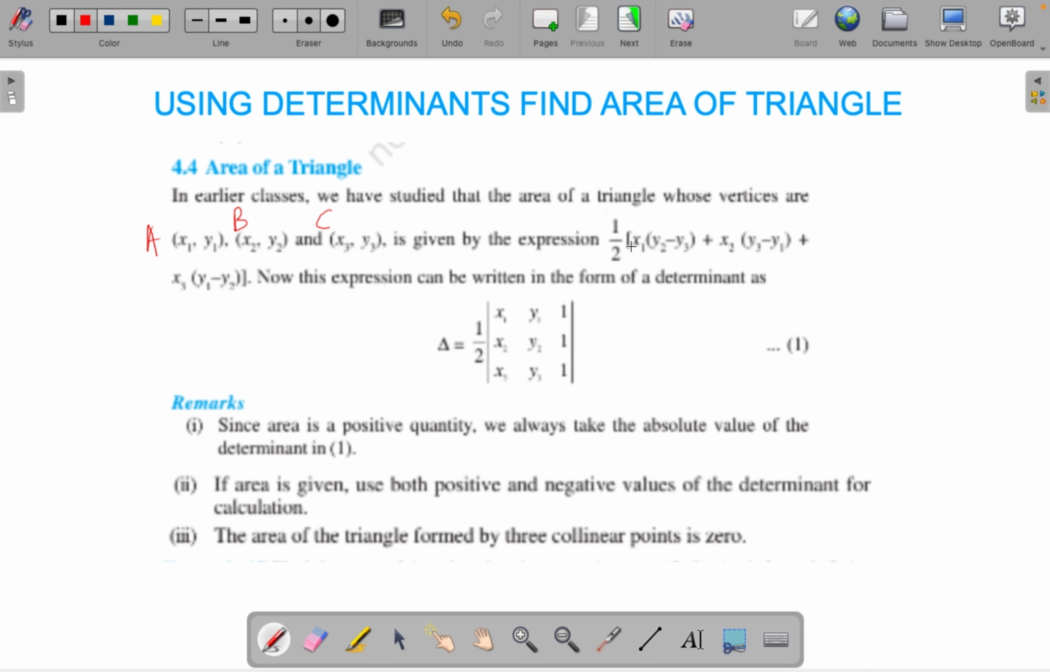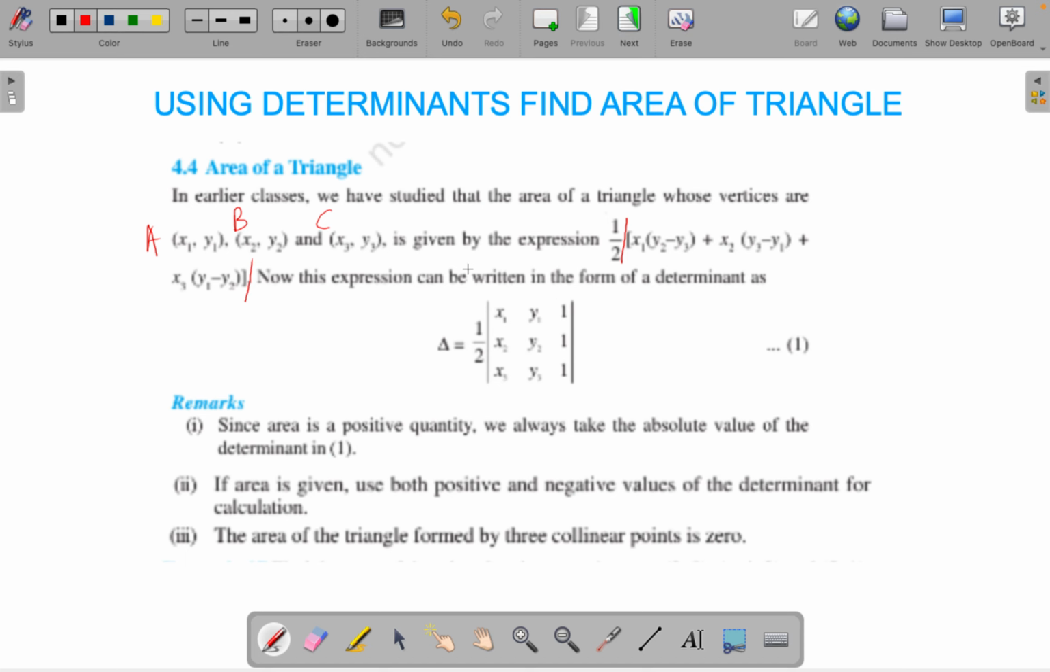of the triangle will be half of mod. We always used to write modulus. Why? Because area is always a positive number. Half mod of x1 (y2 minus y3) plus x2 (y3 minus y1) plus x3 (y1 minus y2). This is how the area of a triangle was calculated using the distance formula.